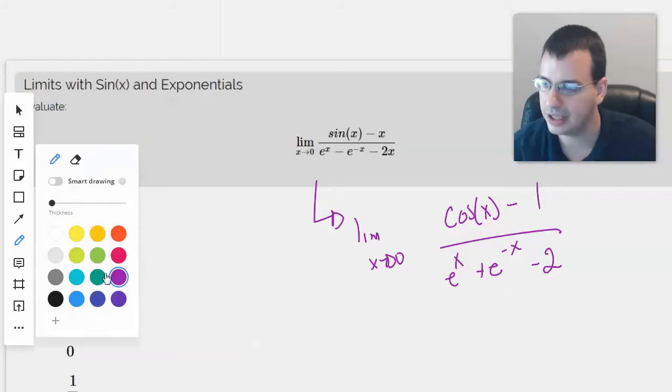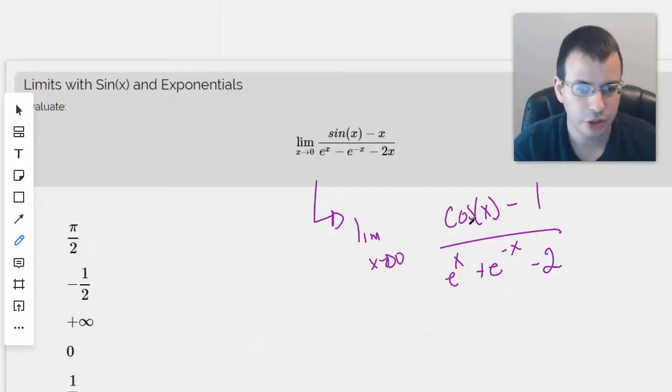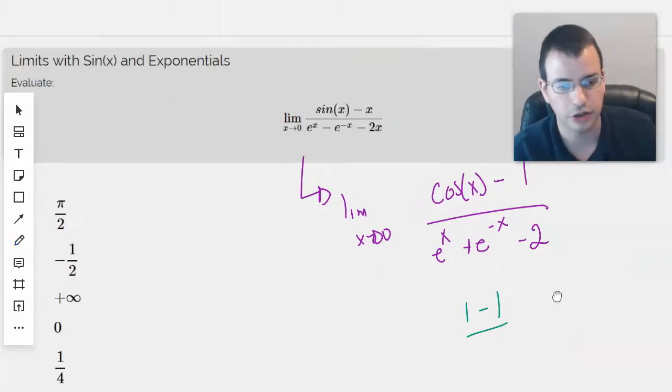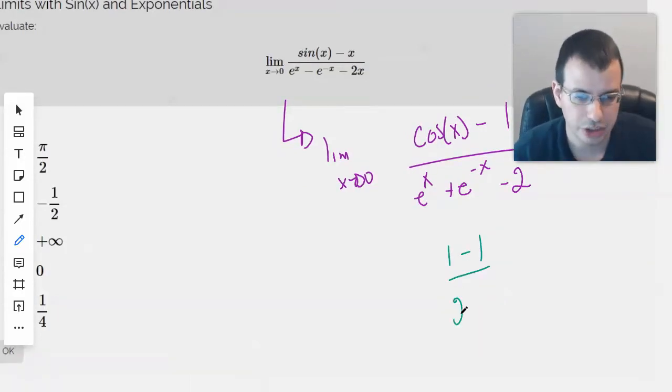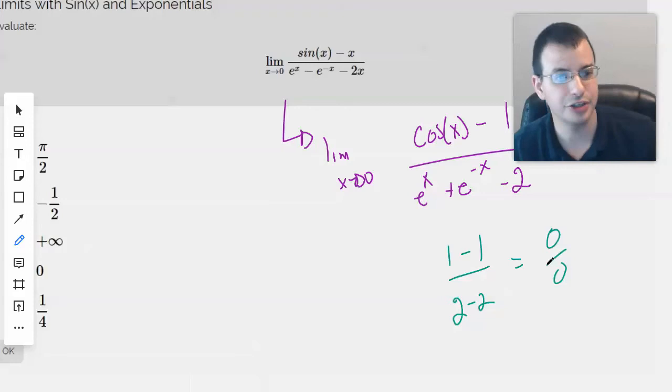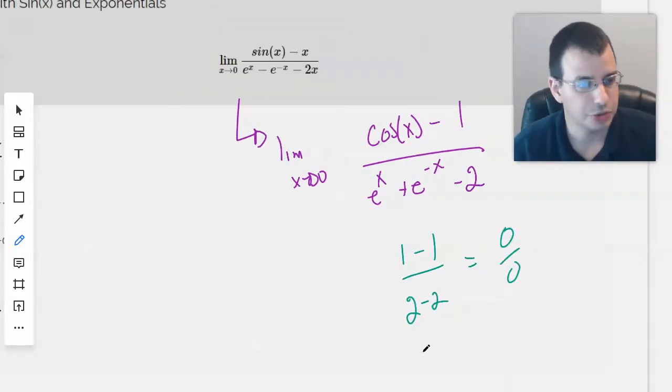So if we plug in 0 again, we get cosine of 0, which is 1, minus 1 over e to the 0, that's a total of 2, 2 minus 2. This will then give us 0 over 0, and we still have an indeterminate form. So we just do L'Hopital's rule again.